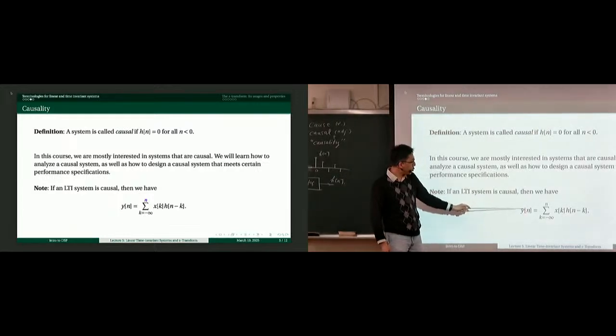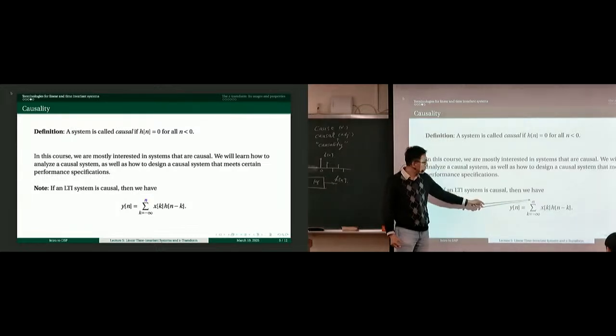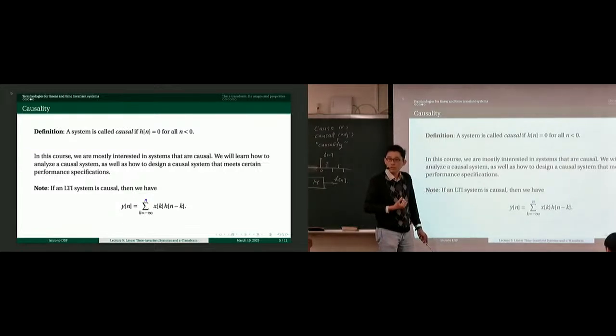To evaluate y of n, if n represents the current moment, at any moment to evaluate the output, we only need the index to run from a long time ago all the way to the present moment. Why? Because the present output, the current output, will not depend on the future. The future will not affect the current output. That's the spirit. Yeah, that's the spirit.